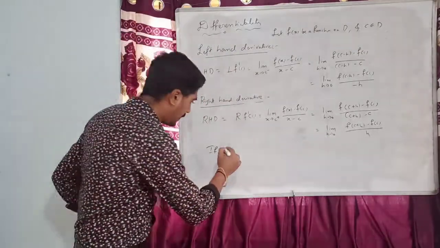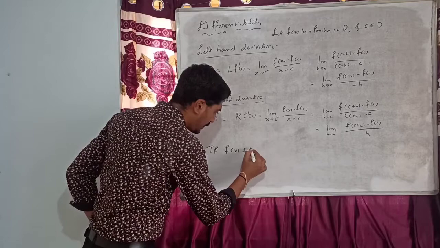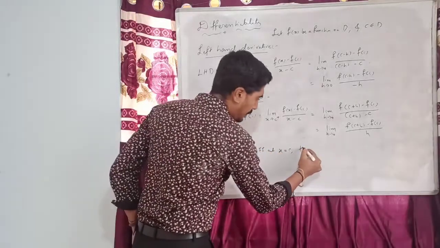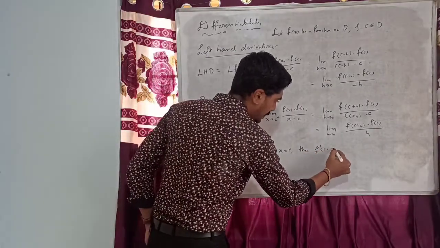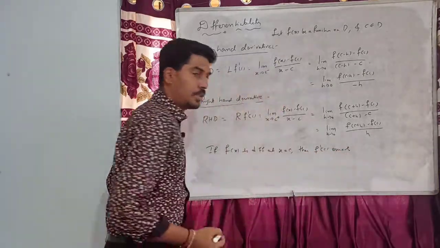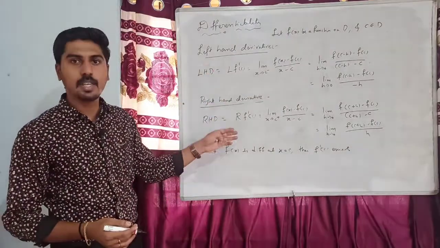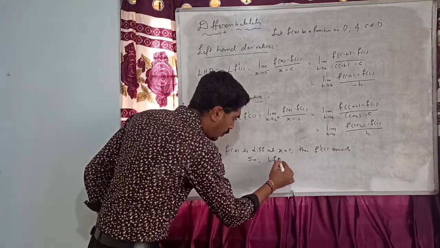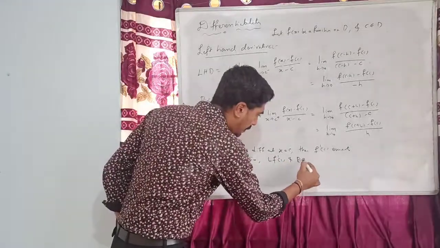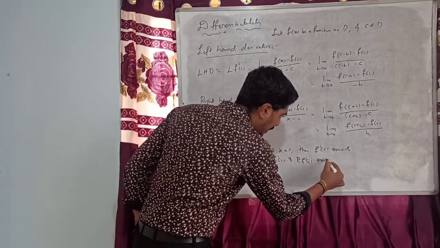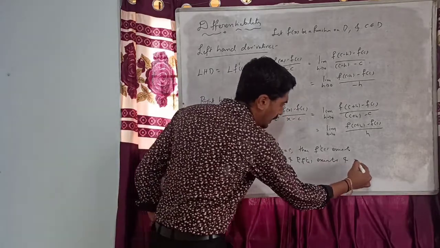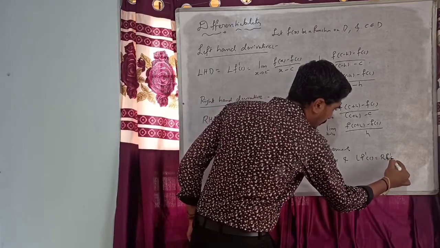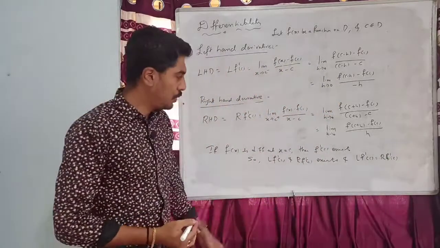Suppose f of x is differentiable at x equal to c, then f dash of c exists. So clearly LHD and RHD exist and they are equal. So L of f dash of c and R of f dash of c exist and they are equal. The common value is f dash of c.